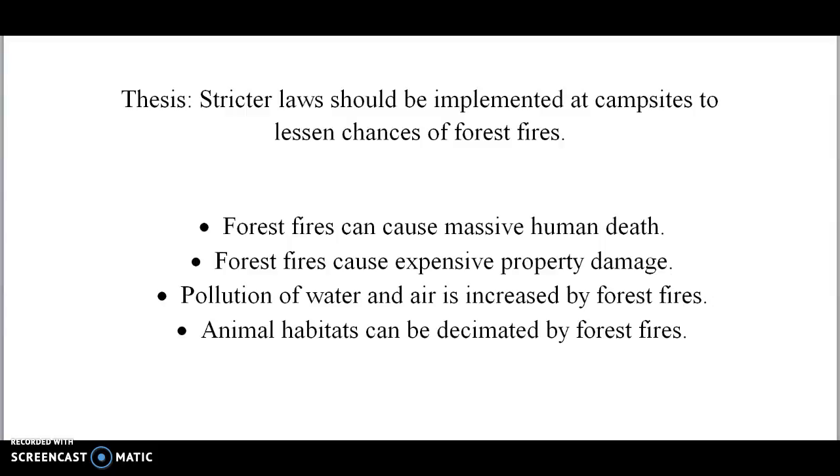And none of these are necessarily chronological either, right? At the same time that property is being damaged, people can be dying, animal habitats can be destroyed at the same time that pollution is happening. So we have to have some other guiding principle.